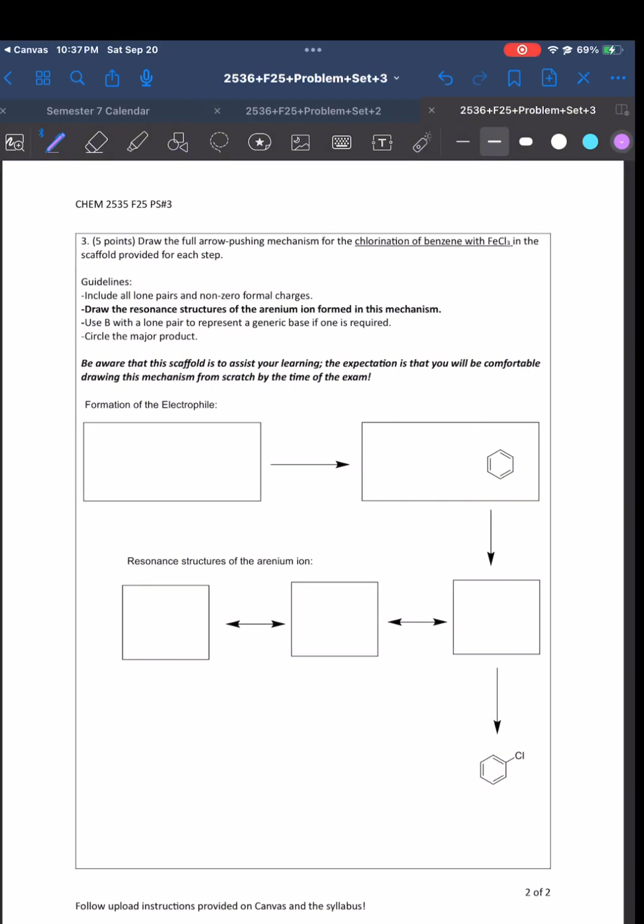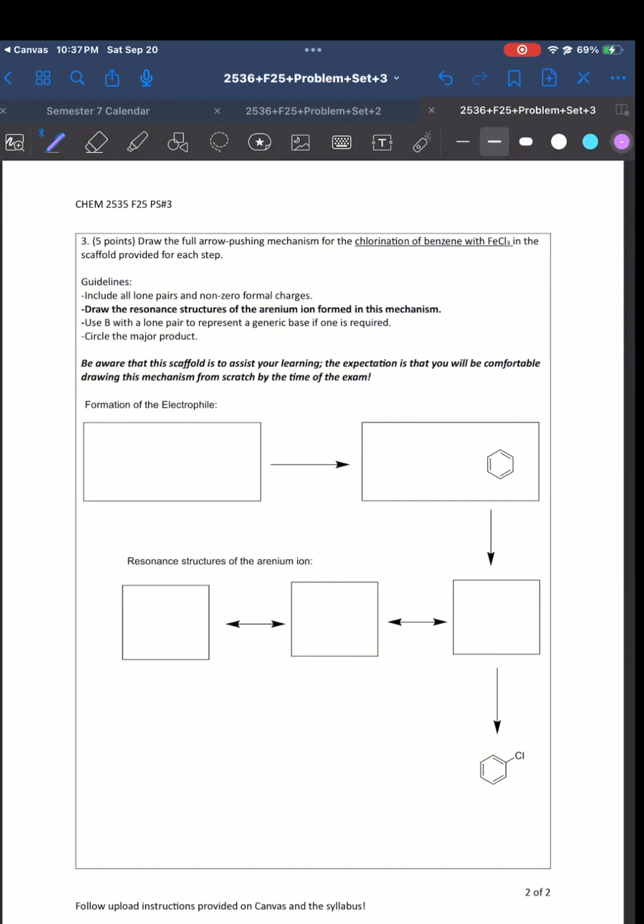Draw the full arrow pushing mechanism for the chlorination of benzene with FeCl3 and the scaffold provided for each step. So we're already given what we want our starting reagents to be, and we even know what our final product is going to be. So this is really going to be about filling in the blanks, and do you know your mechanisms inside and out. Guidelines include lone pairs and nonzero formal charges.